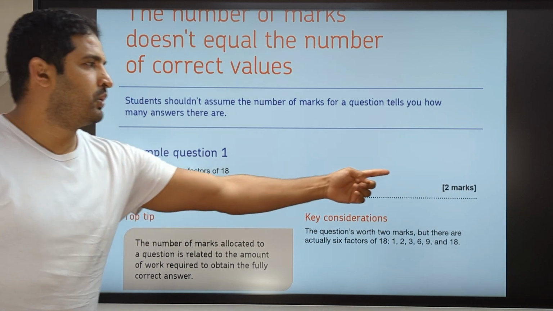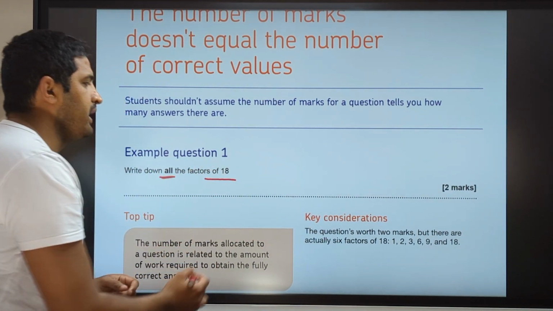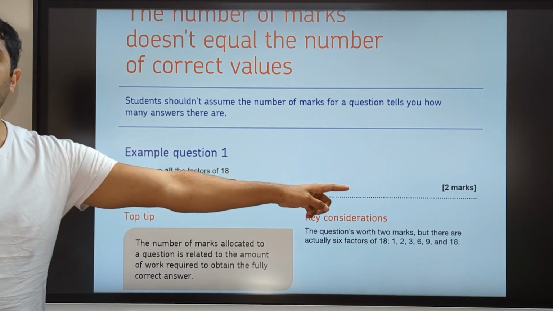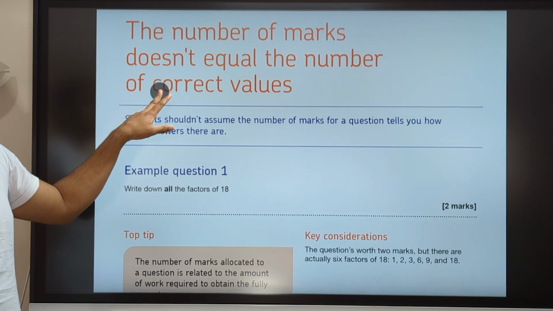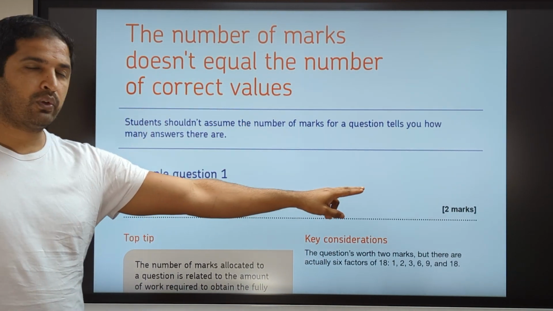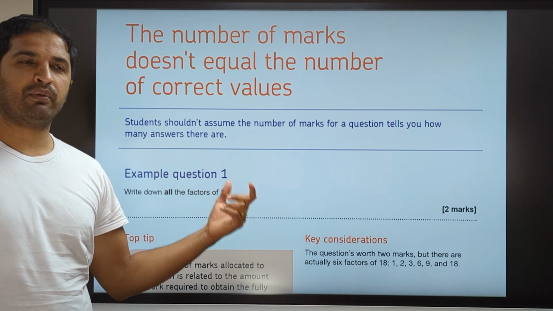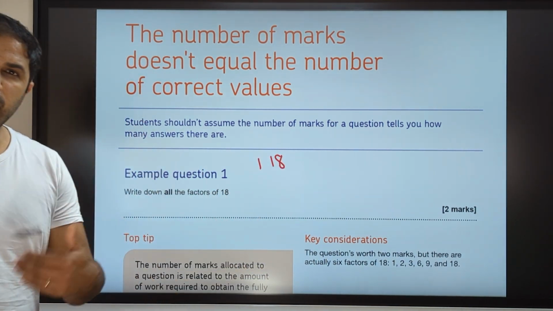If you're saying, okay, 2 marks and it's asking you to list all the factors of 18. Just because it's a 2 mark question doesn't mean there's only 2 answers. That's what this part is telling you to say. Okay, number of marks doesn't equal the number of correct values. So just because it's 2 marks, you don't have to stop after you find the 2 factors, 1 and 18. You have to find all the factors.